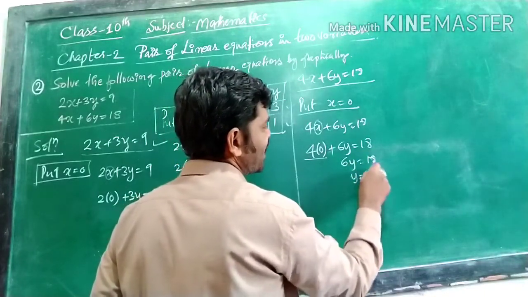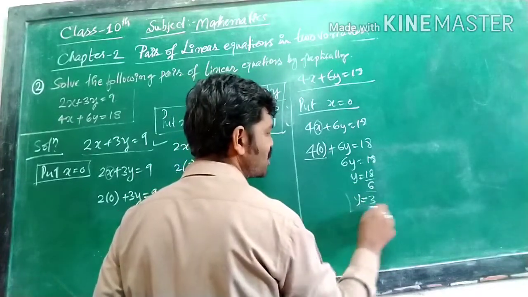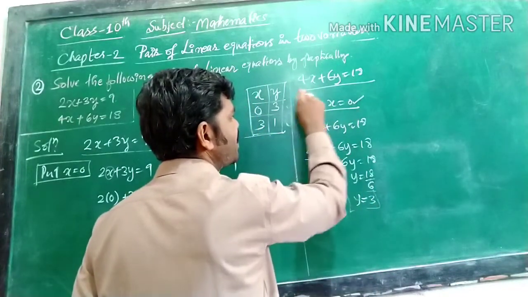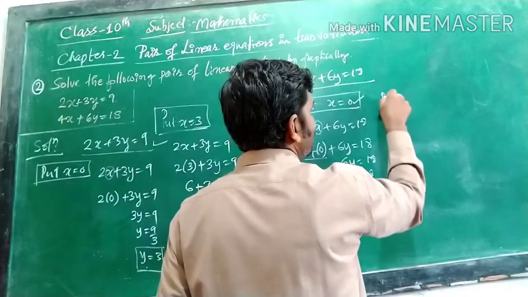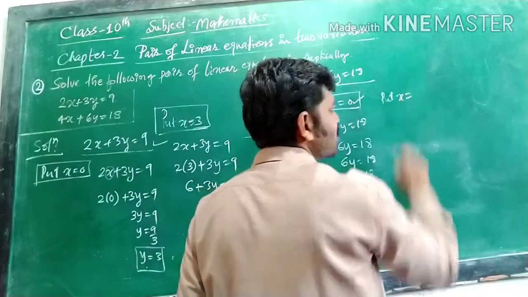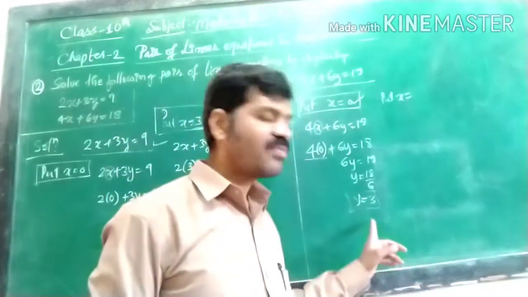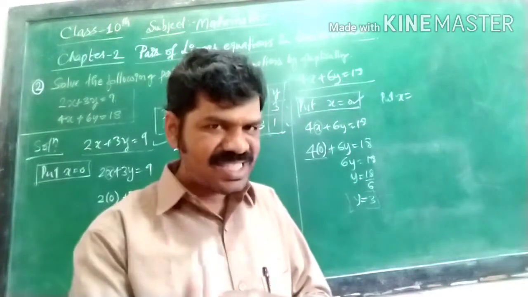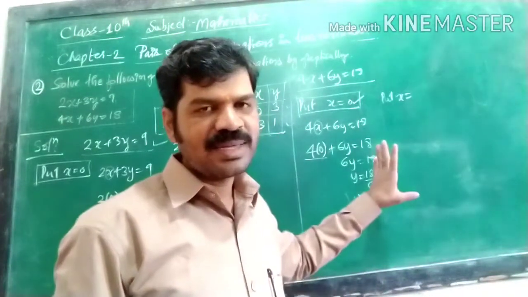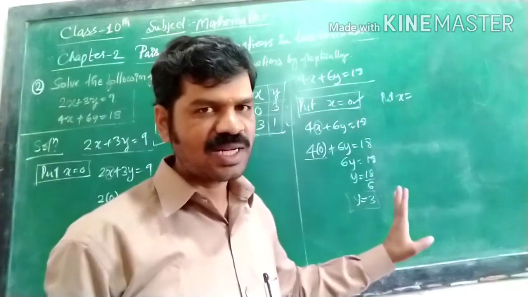y is equal to 18 by 6. Y is equal to 3. When x is equal to 0 is given, we have obtained y is equal to 3. Now again we are going to provide the x value. If we give 1 and 2, the value of y will not be a whole number, it will be a fraction. You please check it later by pausing the video. Check, a whole number will not come.